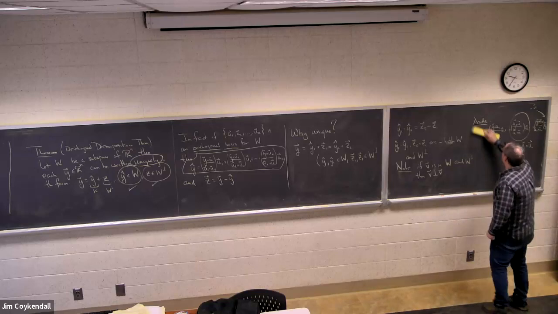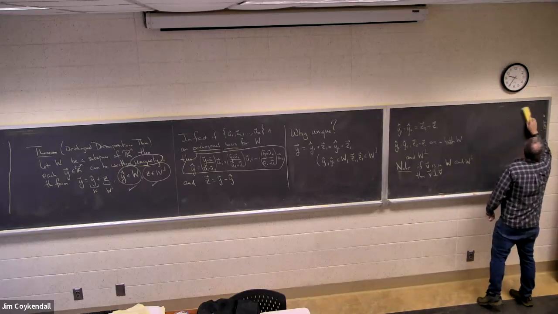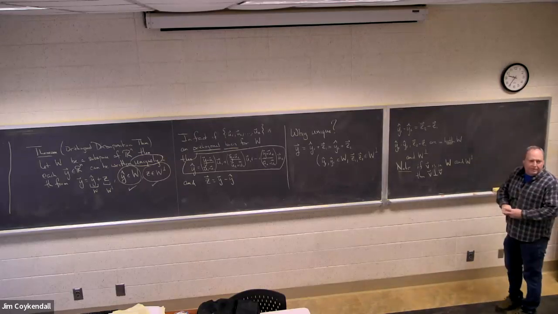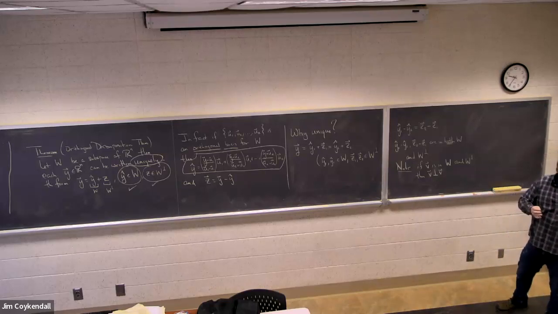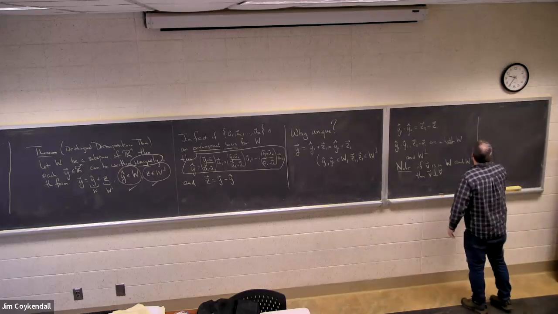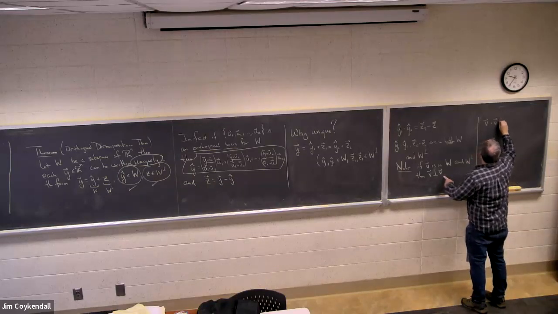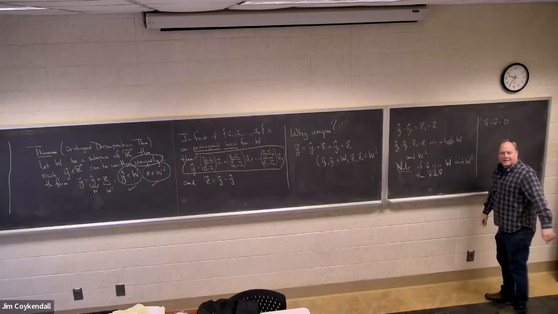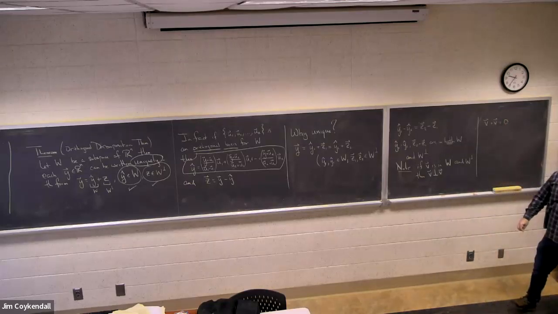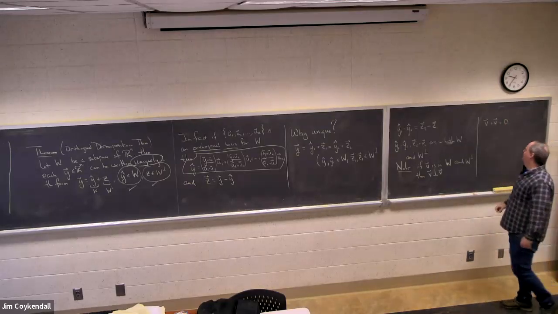Correct? And what does it mean for two vectors to be perpendicular? The dot product must be 0. So I can only conclude from this that v dot v is equal to 0. And what does that mean about v? It must be 0.